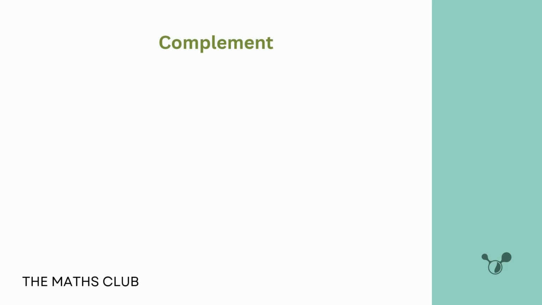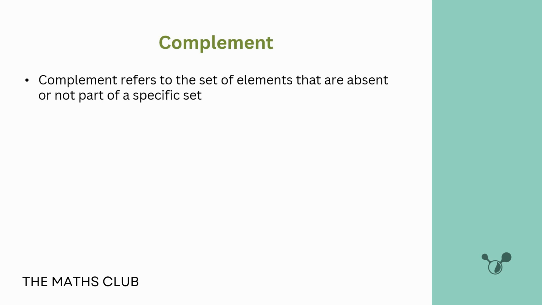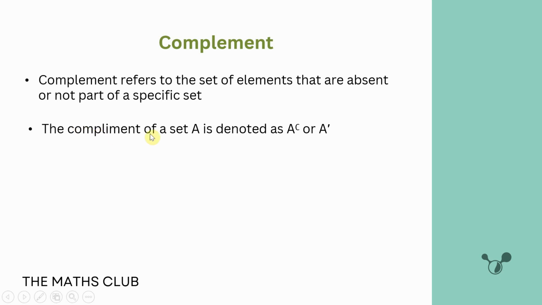Great. Now, the last operation I'll be talking about is complement. What is complement? Complement refers to the set of elements that are absent or not part of a specific set. So it refers to the set of elements that are not part of a specific set. We denote the complement of a set, for example set A, by saying A raised to the power of C, right? So anybody that sees this knows that this is A complement or A prime.